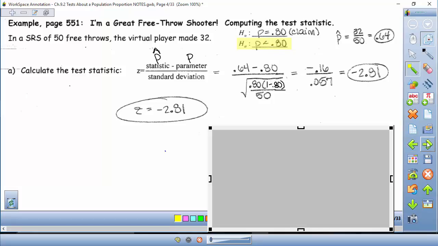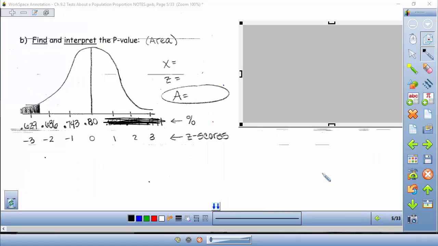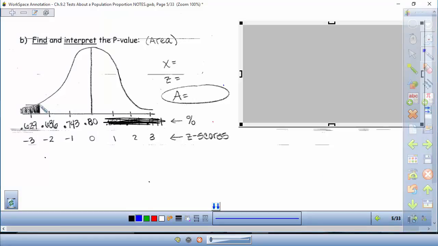All right, where do you shade though? That's the next question. We had two numbers in this problem. We had a .80 and a .64, didn't we? .80 is the center. .64 is where you draw your line. .64 is right there, isn't it? 62, 68, about right there. And we're shading less than because this is a lower than problem.